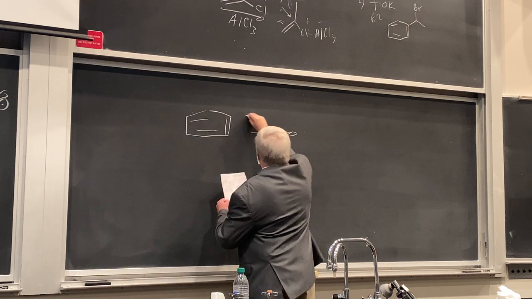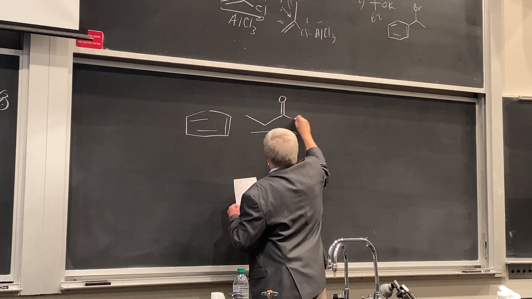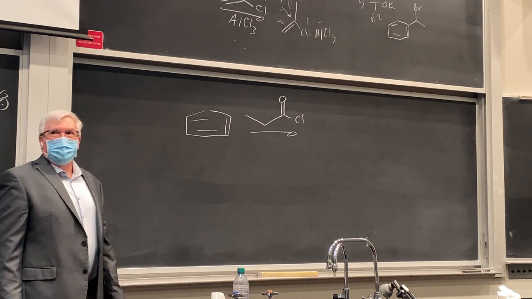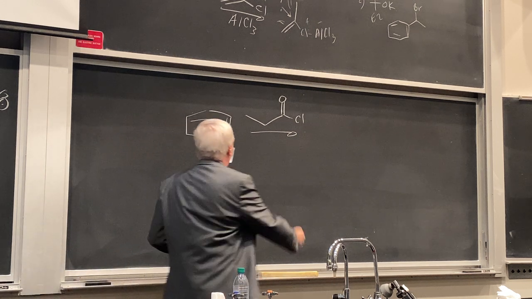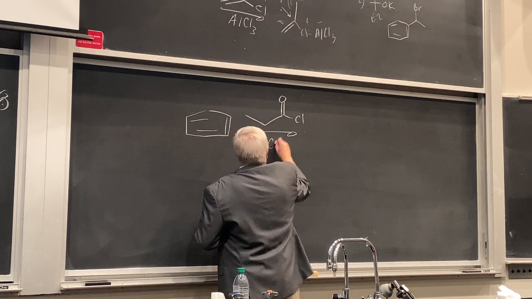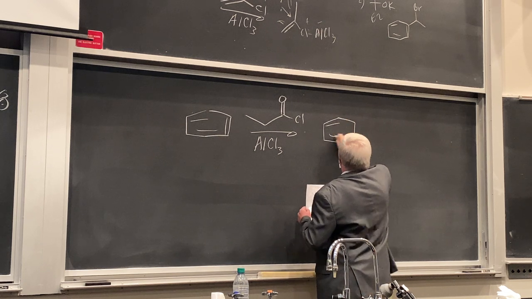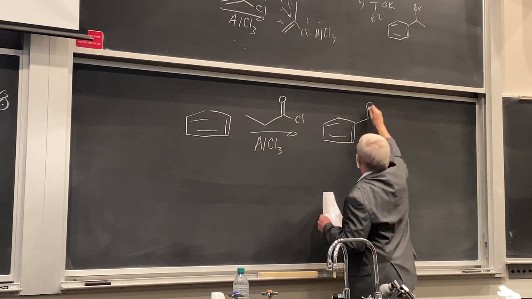So here's the reaction. Let's look at now an acid chloride. Okay, we're going to be making aromatic ketones. This is our fifth reaction, right? Aluminum trichloride. We do that reaction, and we can get the aromatic ketone.